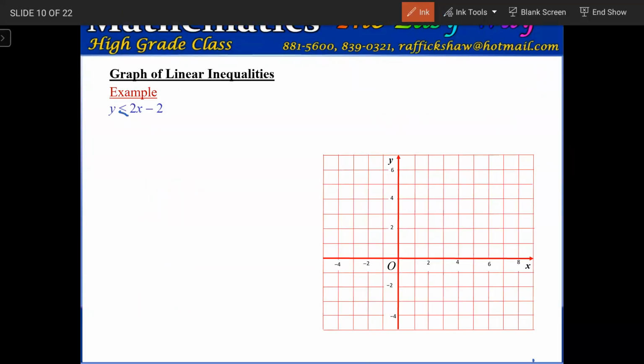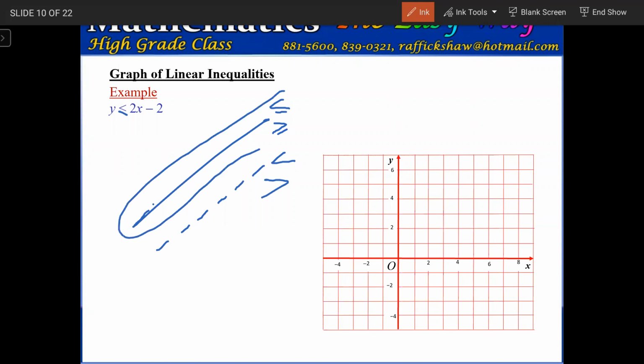Right, the equal is not there. So I have to draw a broken line. If I had that, I would draw an unbroken line, or draw a solid line. The equal means that I also want the line, so I have to show that I also want the line. I'll draw a solid line. When I don't want the line, I draw it broken. This is when it's either less than alone or greater than alone. For this one, it is less than or equal to, greater than or equal to.